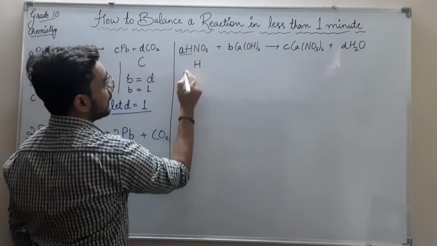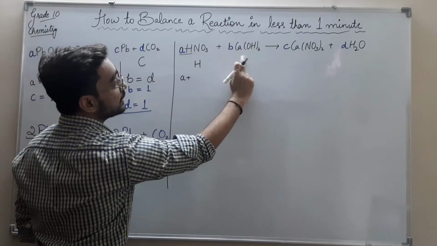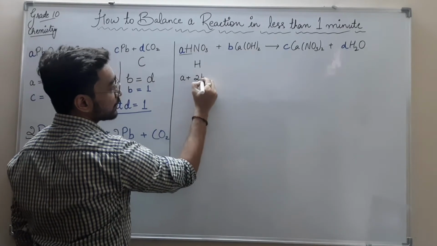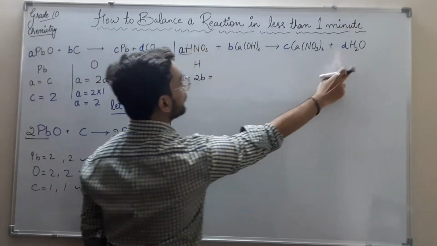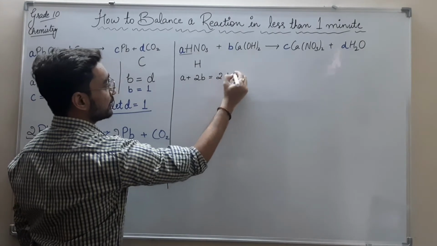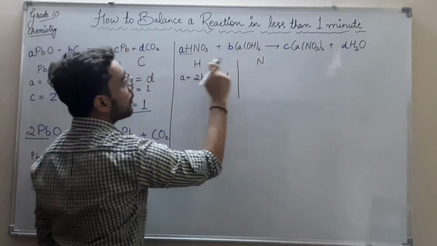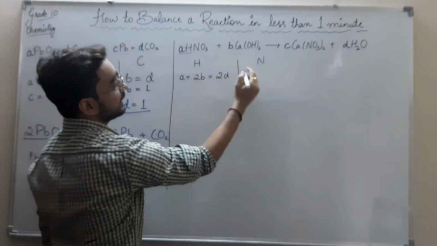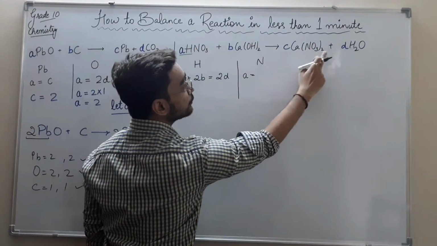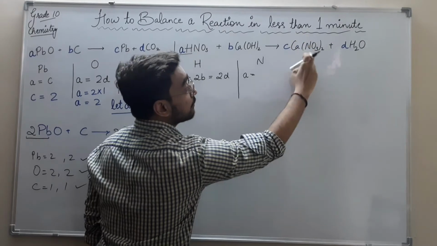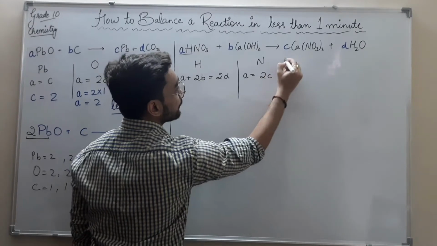First, H. How many H? A plus B into 2, that is 2B, equals how many H are there on the product side? 2 into D, that is 2D. Now another element, nitrogen. How many nitrogen are there on the reactant side? A, no other here. How many on the product side? 2, because of the 2 in NO3, so 2 into C, that is 2C.